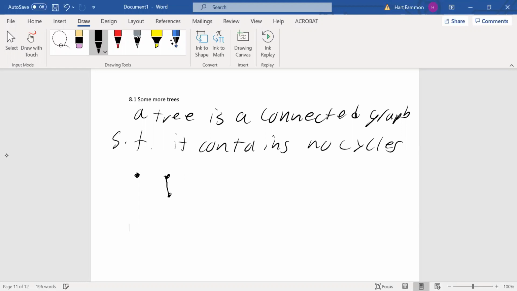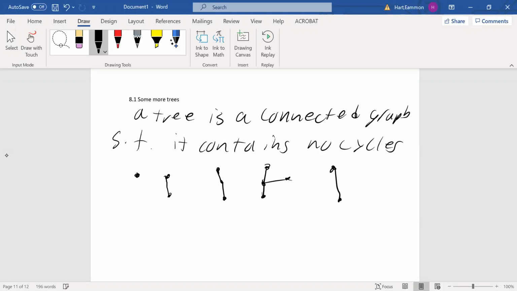You can call it a little seed if you want. This little sapling is the most trivial graph that could be, or tree that could be considered at all interesting. And then we can go here. This is another tree. 2, 3. That's another tree. This guy right here.